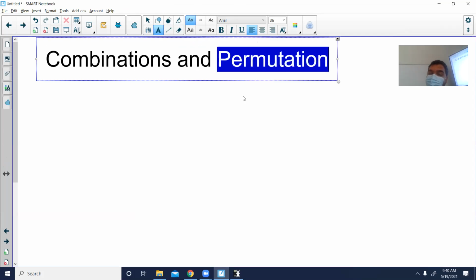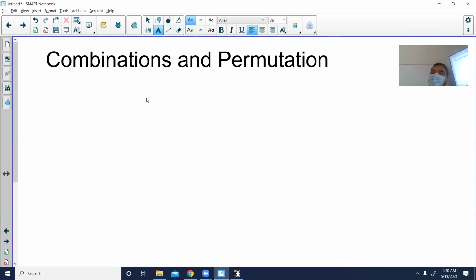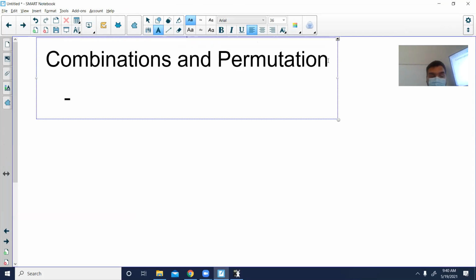Whisker. Box and whisker plot. Yeah, that I know. Okay. So combination permutations. So those questions, because I know I didn't learn that.